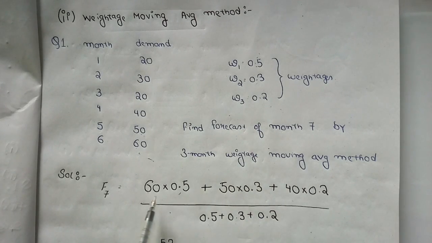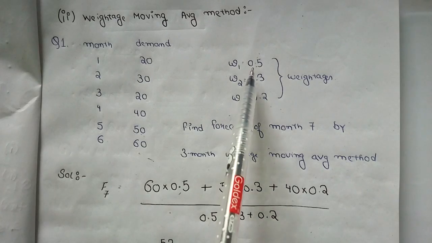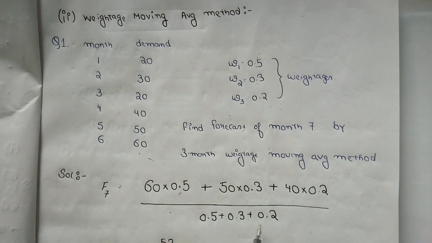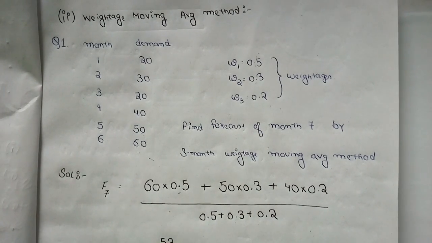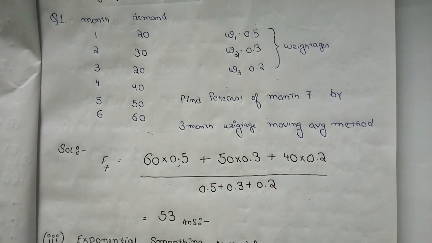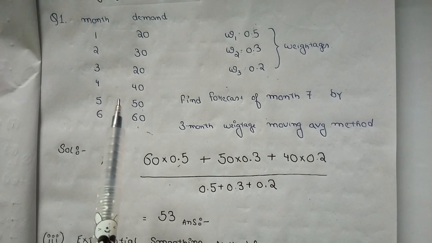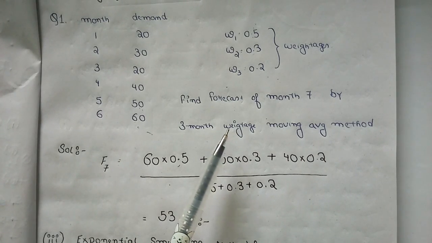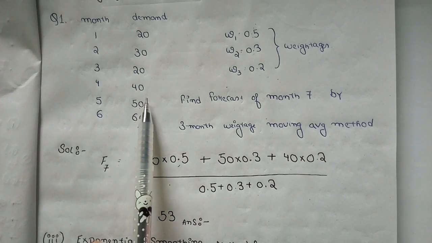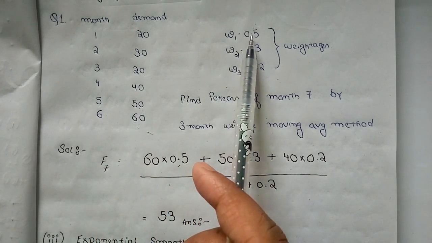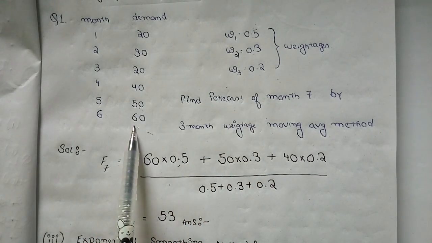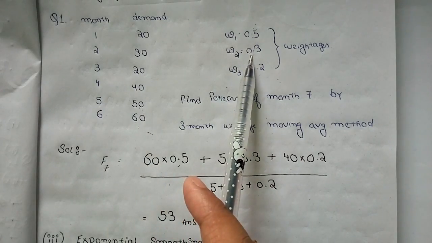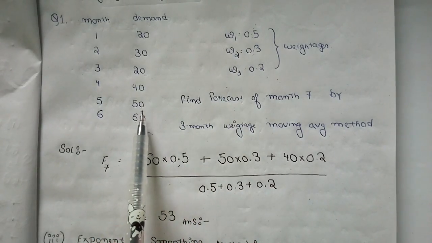And we have to divide it with the sum of the weightages, 0.5 plus 0.3 plus 0.2, and the answer is coming out to be 53. So this is also very simple. Just remember that in the weightage moving average method, the only difference is that we have to multiply the weightages with the demands. Okay, and we have to multiply the highest weightage with the most recent demand. We have to multiply the next highest weightage with the next recent.